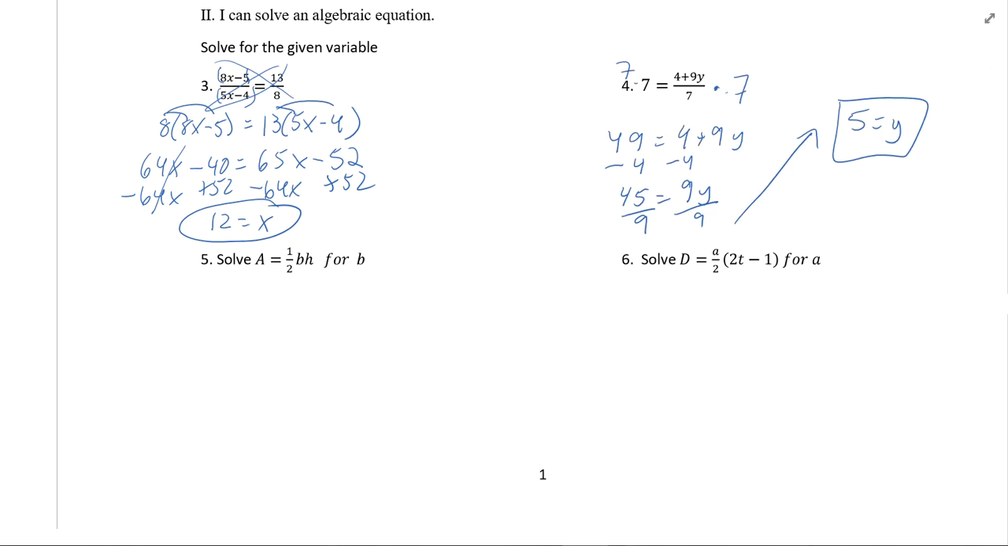Okay, so let's take a look at how you did. So for number 4, here's my work. And my final answer is I got 5 equals y, or y equals 5. So hopefully you did the same thing. All right, let's take a look at the next problem over here.